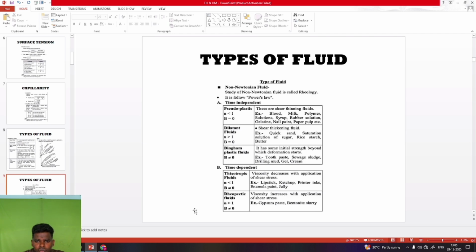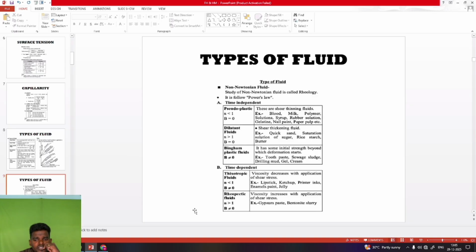On non-Newtonian fluid: the study of non-Newtonian fluid is called rheology. It follows power law and is time dependent. Pseudoplastic: n less than 1 and b is equal to 0. These are shear thinning fluids. Examples: blood, milk, polymer solutions, syrup, rubber solutions, gelatin, nail paint, paper pulp, etc.